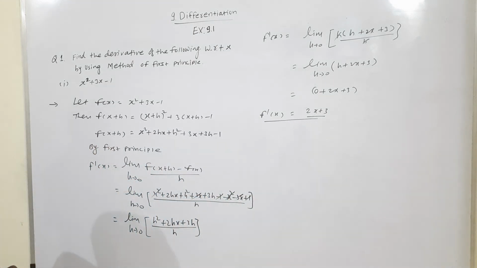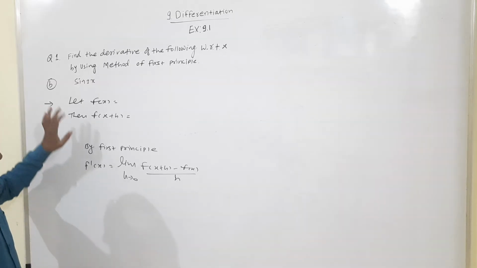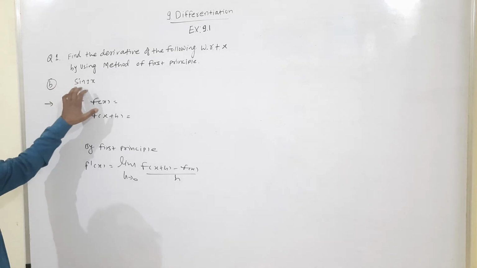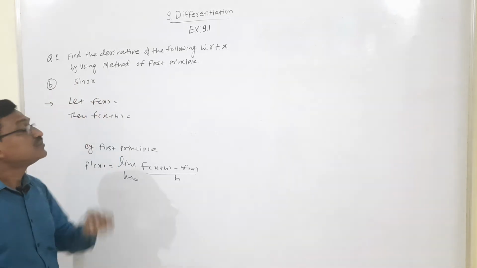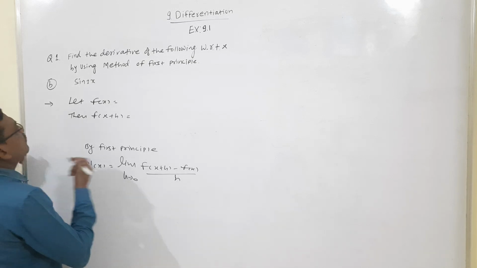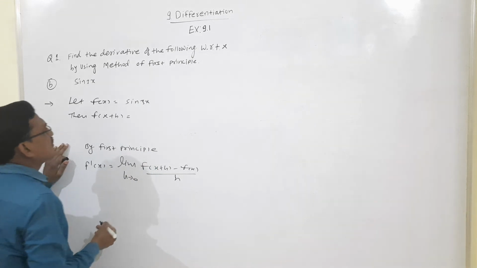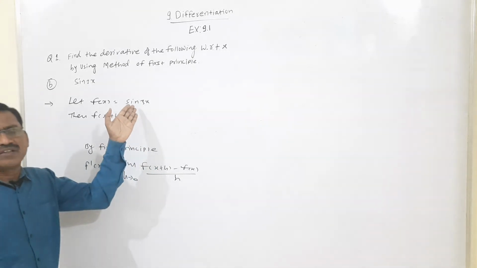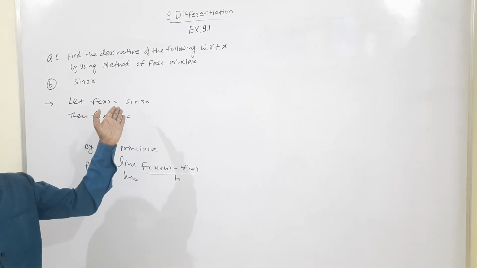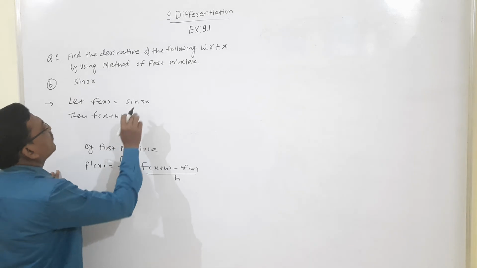Now we will take next, the second function, sin 3x. So we have to find the derivative of sin 3x by using first principle. Again, let the function f of x equal sin 3x. Its basic function is sin x, whose derivative we have already found by using the first principle. So here there is only 3x as the angle.